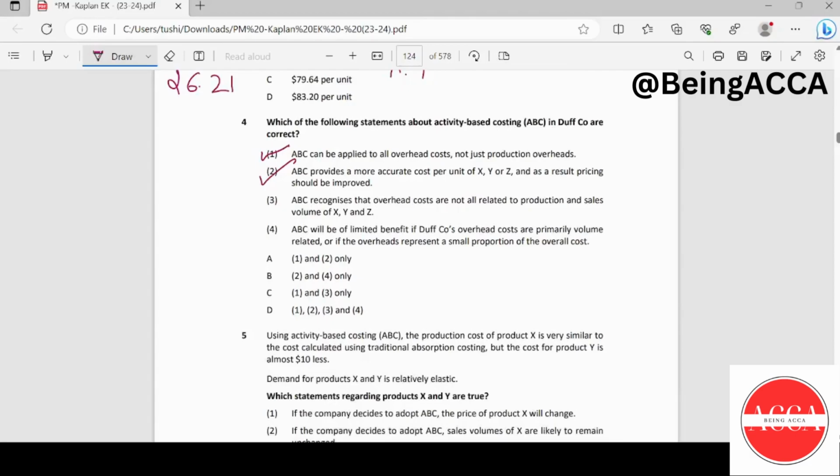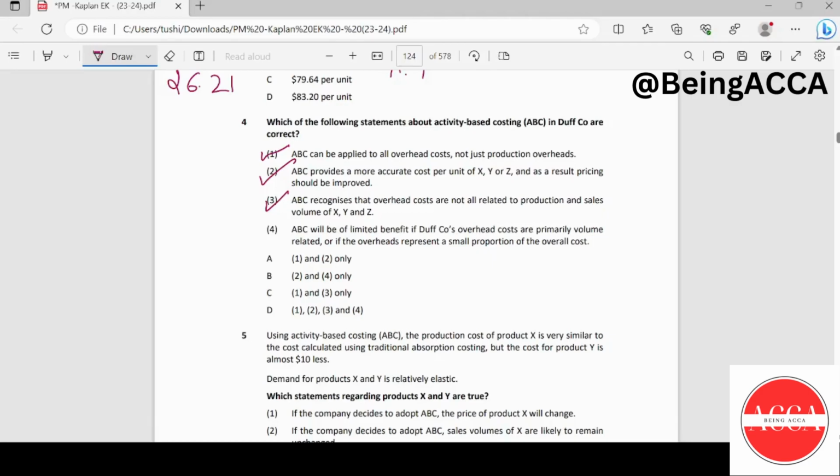ABC recognizes that overhead costs are not at all related to production and sales volume of X, Y, and Z. That is true because it allocates the overhead costs on the basis of what is driving those costs. It is not concerned with the production and sales volume. It is the traditional absorption method which is concerned with the sales volume.